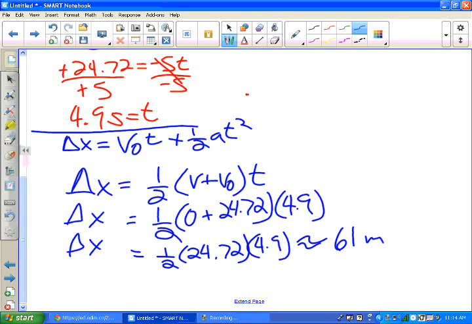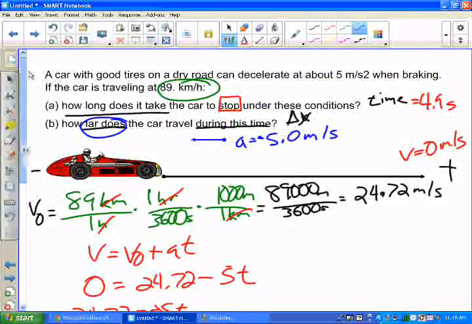And so to recap what we've done here, we just needed to find out how much time it took for the car to slow down and how much distance was traveled by the car in that time. So again, we have a car that is traveling at 89 kilometers per hour, which is actually 24.72 meters per second, with a deceleration of 5 meters per second squared. With that deceleration, it takes 4.9 seconds to slow down to a final velocity of 0, and the distance traveled by the car in that time is about 61 meters. And that's pretty much all we had to do for that problem.